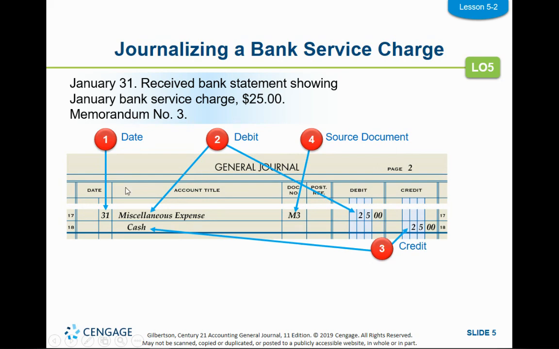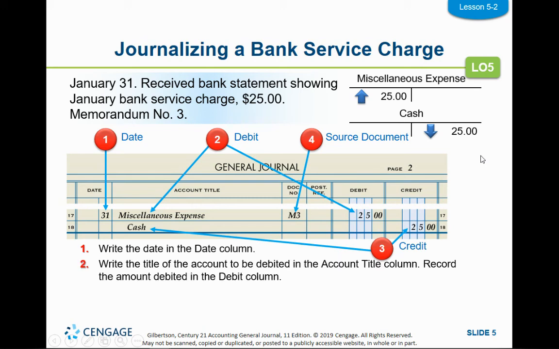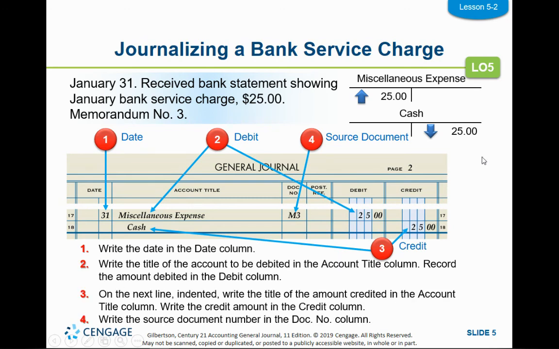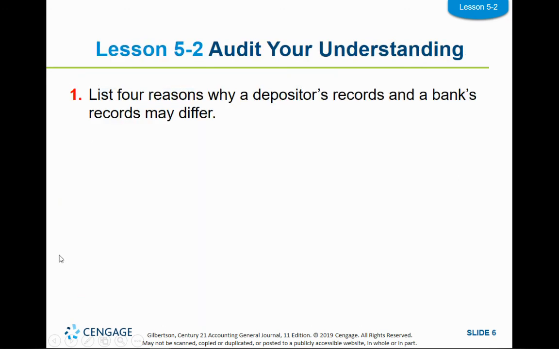So that journal entry, received bank statement showing January bank service charge of $25, debit miscellaneous expense, credit cash. And that's how you reconcile a bank statement.